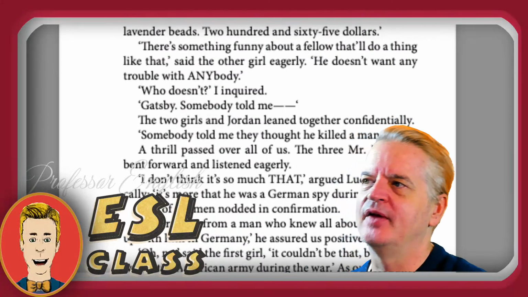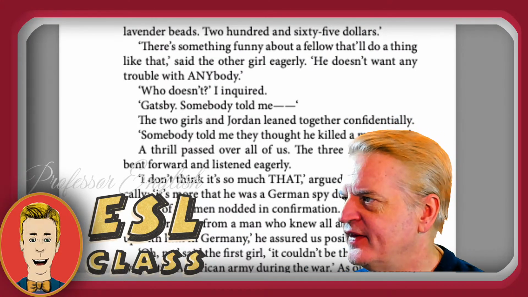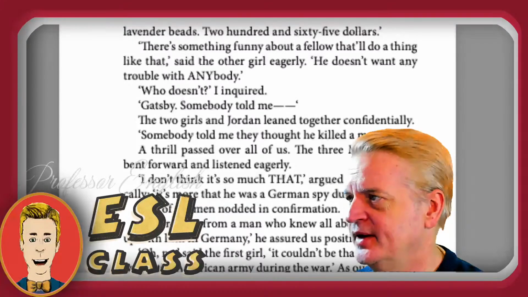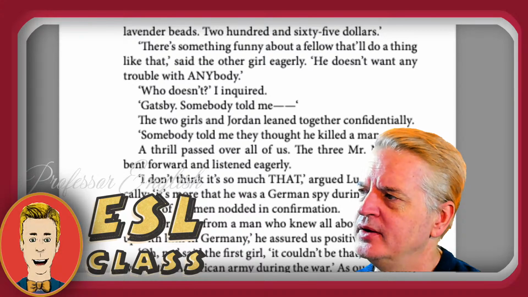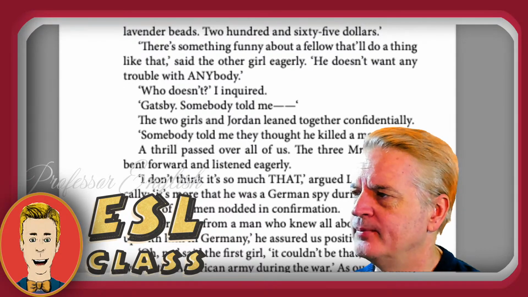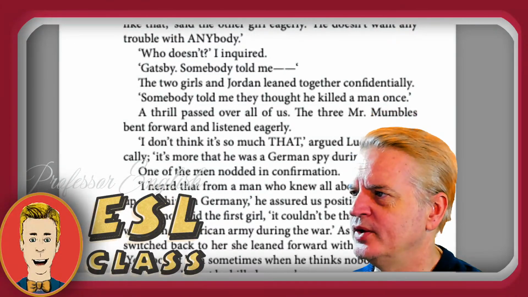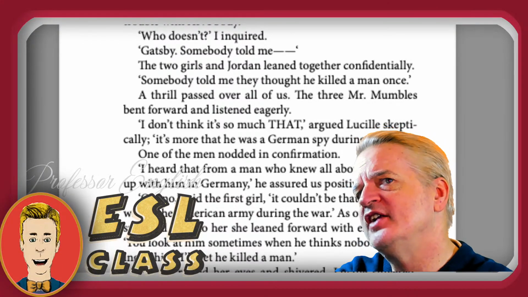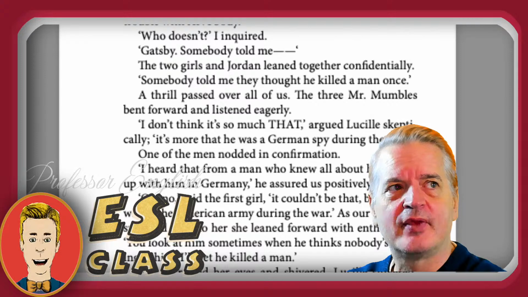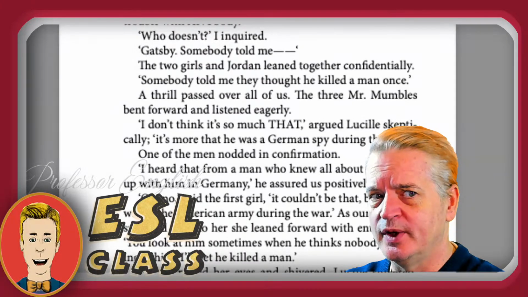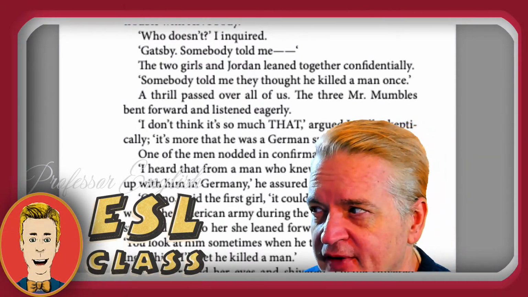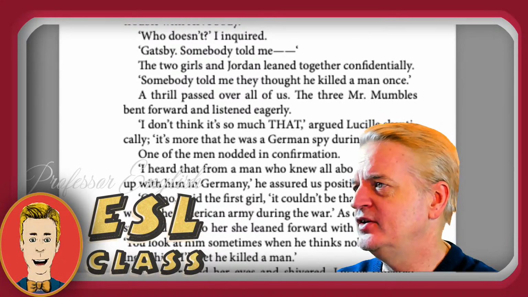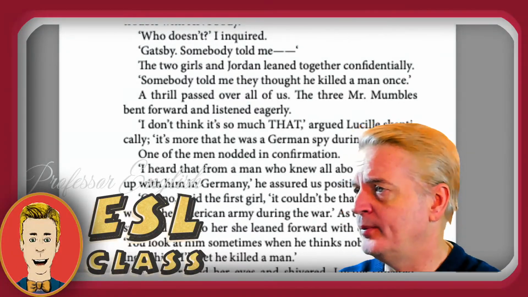"There's something funny about that fellow that'll do a thing like that," said the other girl eagerly. "He doesn't want any trouble with anybody." "Who doesn't?" I inquired. "Gatsby. Somebody told me." The two girls and Jordan leaned together confidentially. Confidential means secret, so they're about to share a secret with Nick. They lean in like they're about to tell a secret. "Somebody told me that they thought he killed a man once."